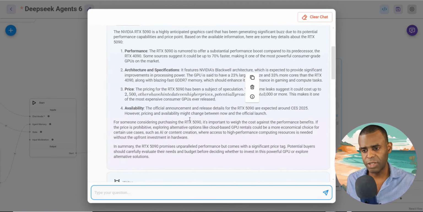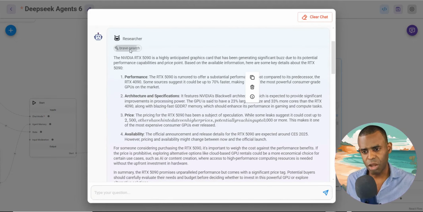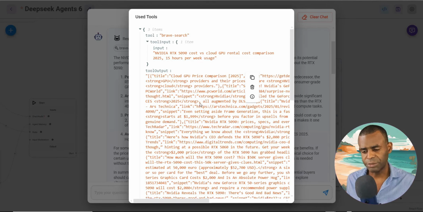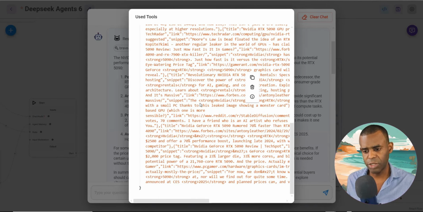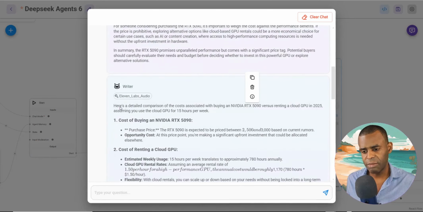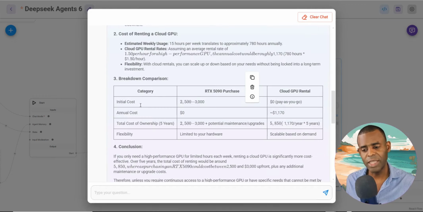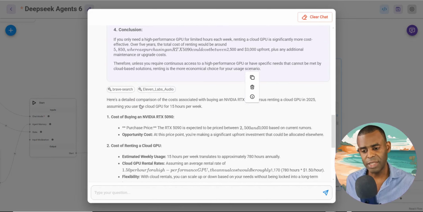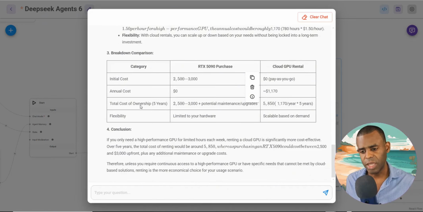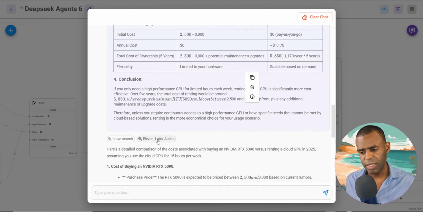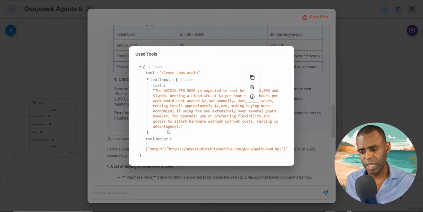As you can see, it's calling our Brave search and getting all of the information from that search result. Then down below, the writer is taking that research and rewriting it in a different format. It's also calling the 11 Labs API, taking the text and sending it to the API to produce an audio, right? In this case, it didn't actually show the link, but the link is in the tool output. So if we open that, we're just going to play the audio.